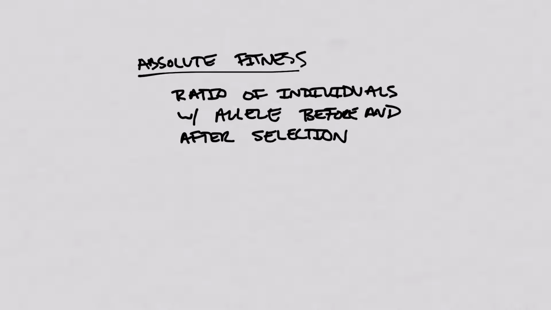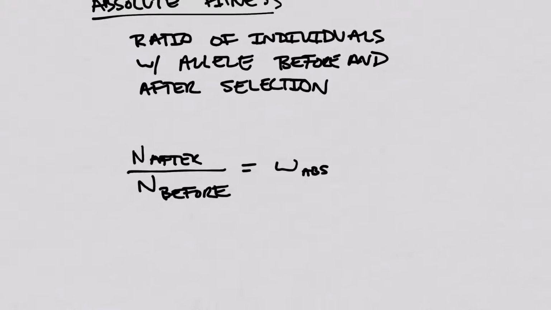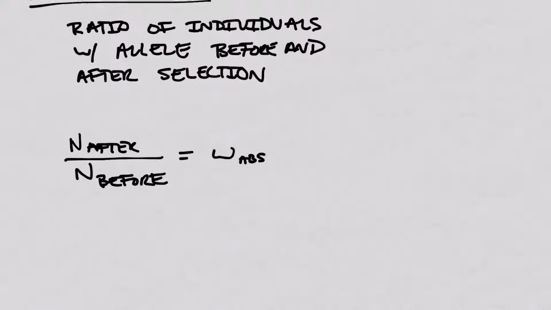So if we start out, we have the number of the allele before the selection. This would basically be the number of people in the parental generation with the allele. And then we look at their children, and we look at the number of individuals with the allele after. This is going to be equal to our W absolute, or absolute fitness.